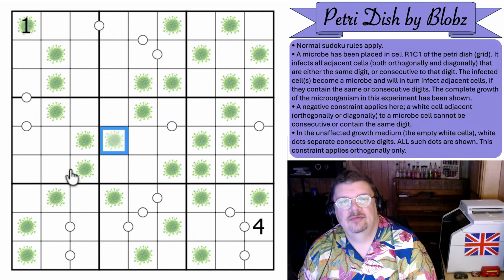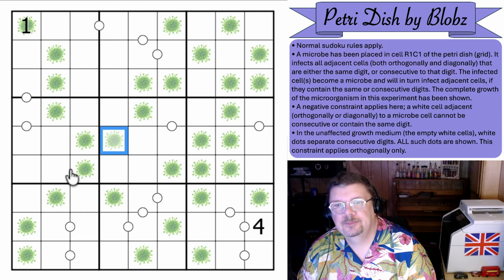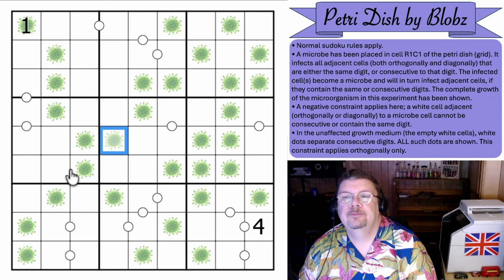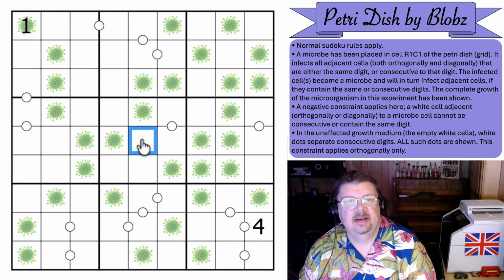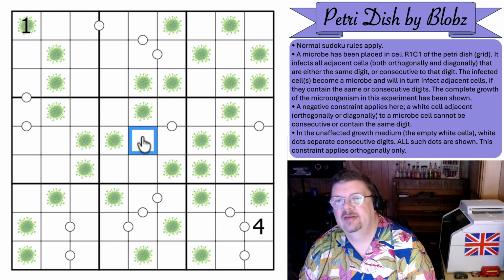So there are no cells that could be infected that aren't already. And we know that if that's infected, this can't be consecutive or the same as this one, because that is a white cell. It would have been infected by this point.